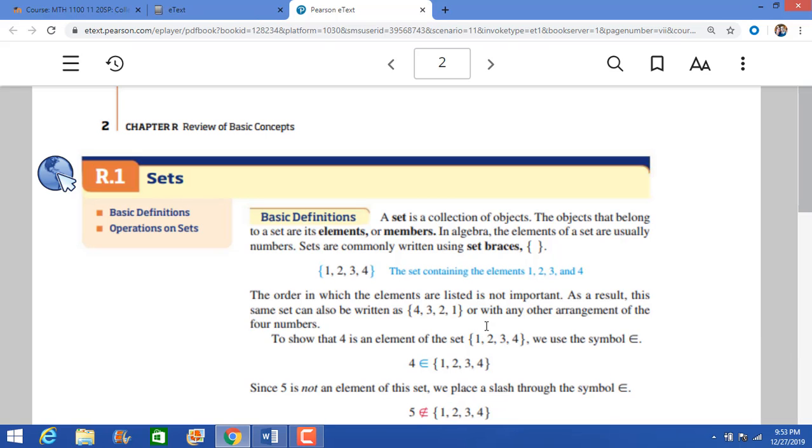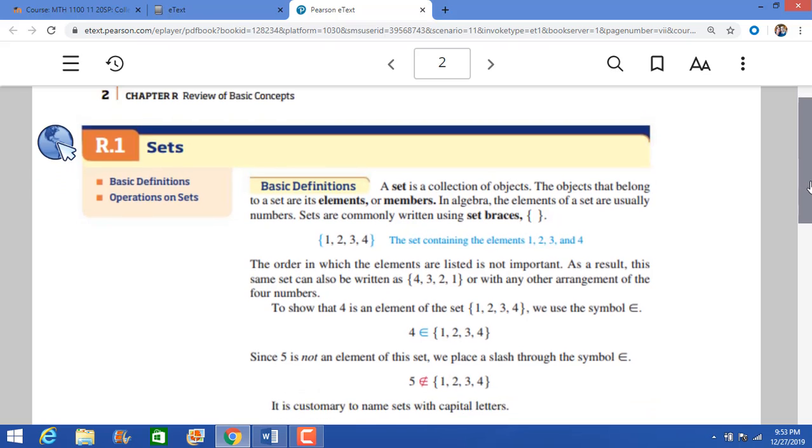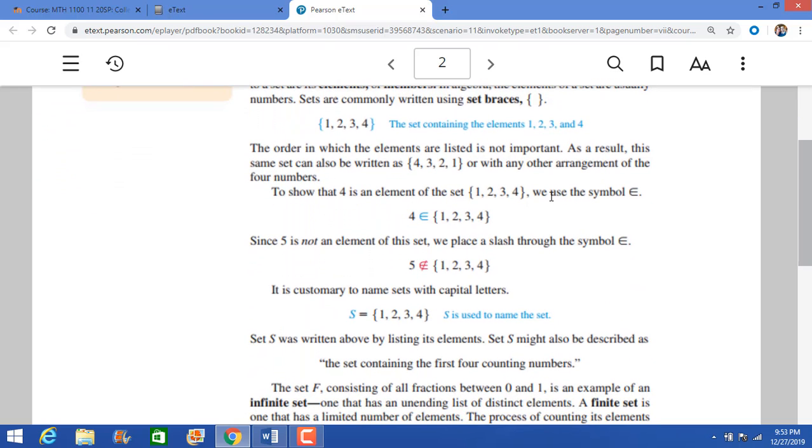Okay, so as we do this, order doesn't matter. So whether I have 1, 2, 3, 4 or 4, 3, 2, 1, it represents the same set. So the order of the elements does not matter. Now to show that 4 is an element of the set, we use this symbol. It looks like an E. Sometimes we use the Greek letter epsilon, but it looks like an elongated E of sorts. But it means an element of.